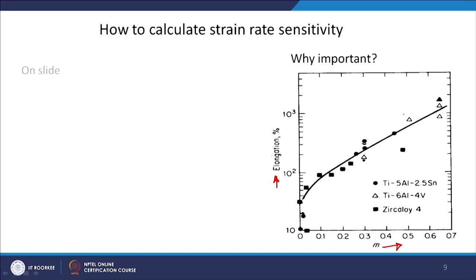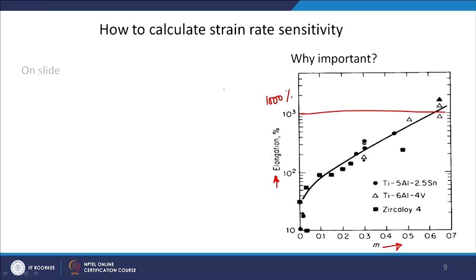You can see here for different material they have plotted it. Okay. So, as m is increasing, from 0.2 to 0.6, you can see that the ductility is increasing and even reaching 1000% here, very high ductility.